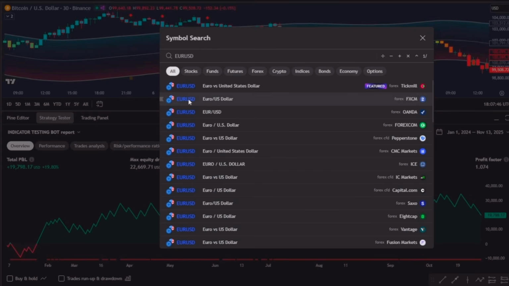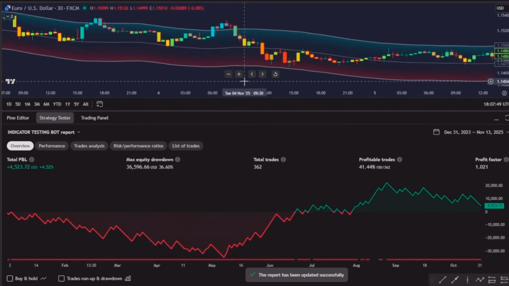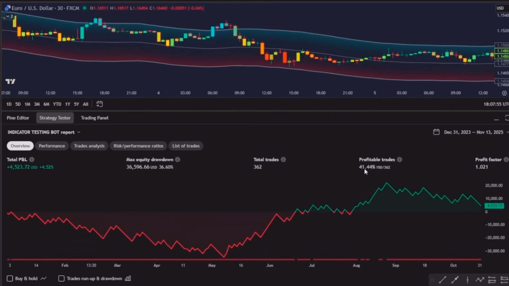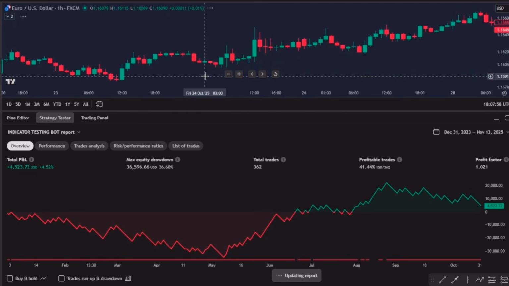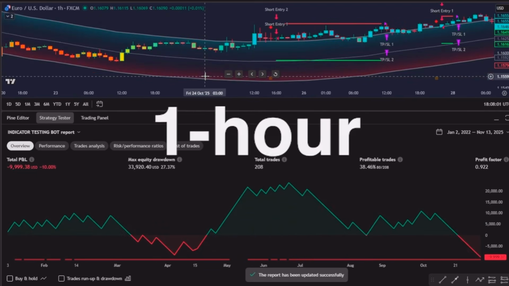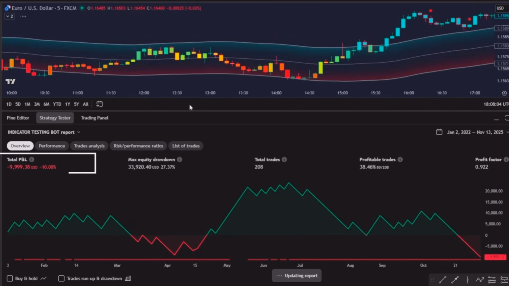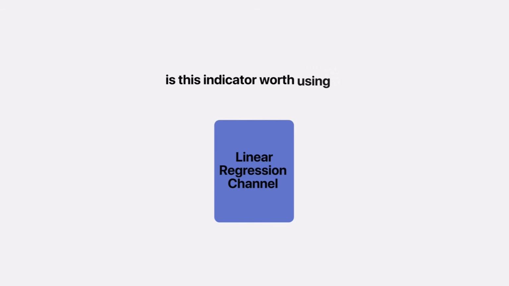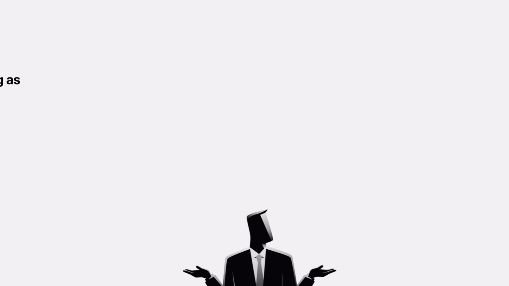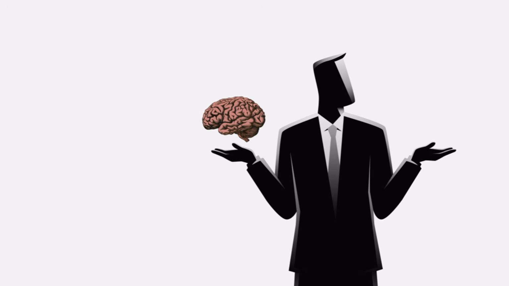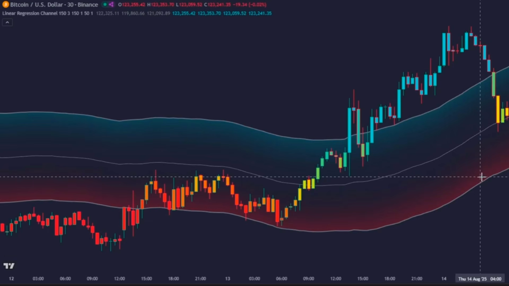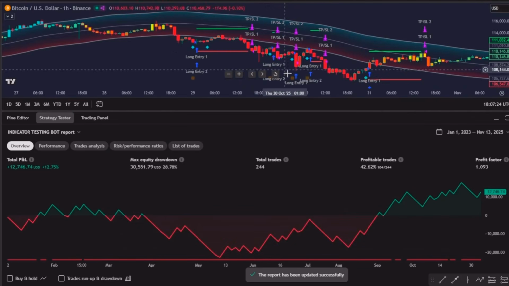But to double check, let's test the same logic on another high volume asset, the Euro-USD Forex pair. On the 30-minute chart, the strategy remains weak, win rate around 41%. Then, if we go up to the 1-hour chart, it actually becomes unprofitable. And in the 5-minute one, the results are even worse. So, is this indicator worth using as a reversal tool? In my opinion, while the logic makes sense in theory, the actual results suggest it might not be as reliable as expected. It's visually appealing, yes, but as a standalone reversal signal, I wouldn't trust it blindly.